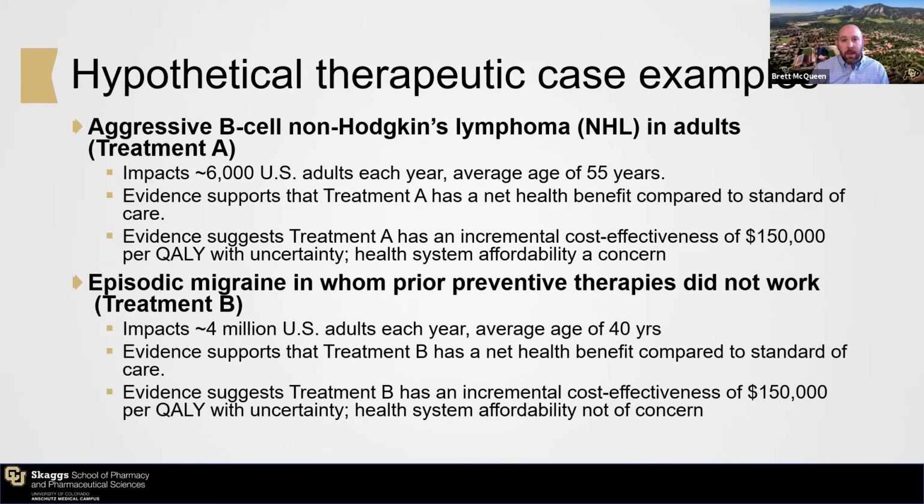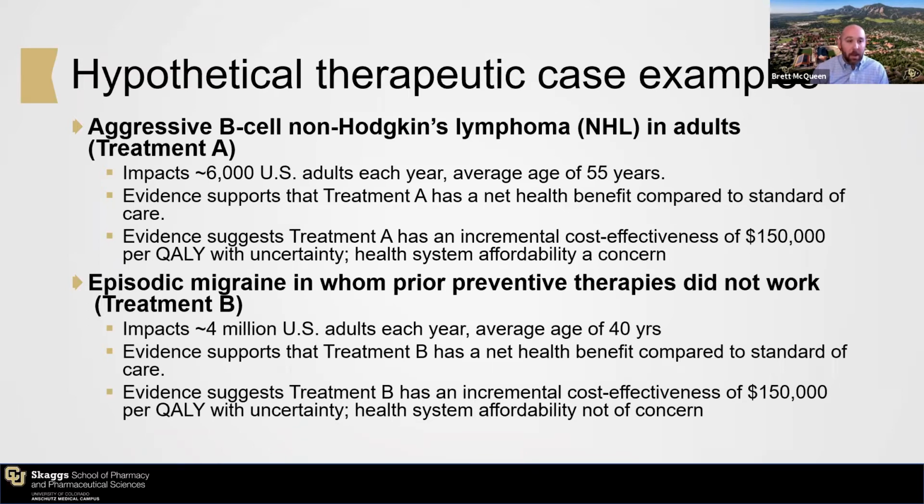So the two hypothetical case examples shown here are quite different in the populations, but the idea was to present therapies that had very similar cost effectiveness evidence. So treatment A for therapy for aggressive B-cell non-Hodgkin's lymphoma in adults impacts a very small group of people, right? So we're in that sort of rare disease discussion, depending on your definition. But the evidence supported a net health benefit compared to standard of care or baseline, and then an incremental cost effectiveness ratio that's about at the intermediate to lower value level, with health system affordability a concern given the high price of the therapy.